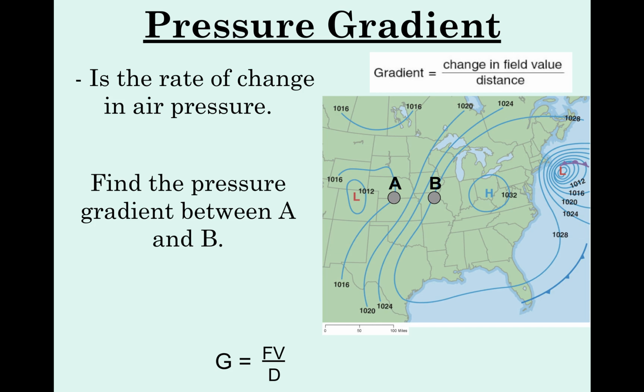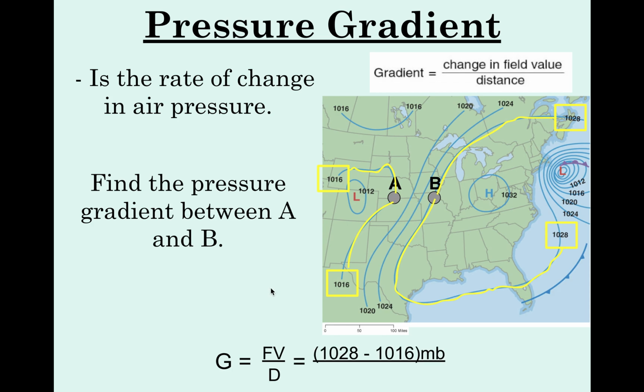So if I write that down, G is going to represent gradient, FV is going to represent the change in field value, and D is going to represent the distance. First, I need to find the change in field value. So what is the field value of A? Well, to find that, I have to follow the line to where I see the value. The field value for A is 1,016 millibars. The field value for B is going to be 1,028 millibars.